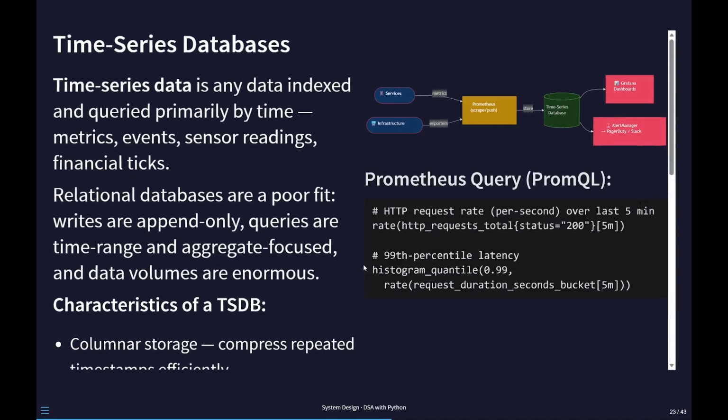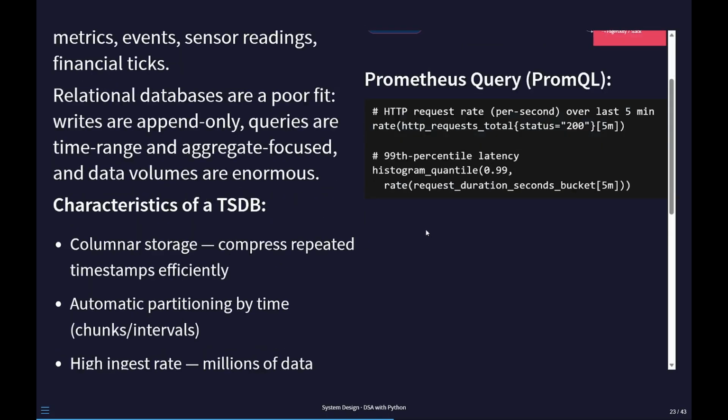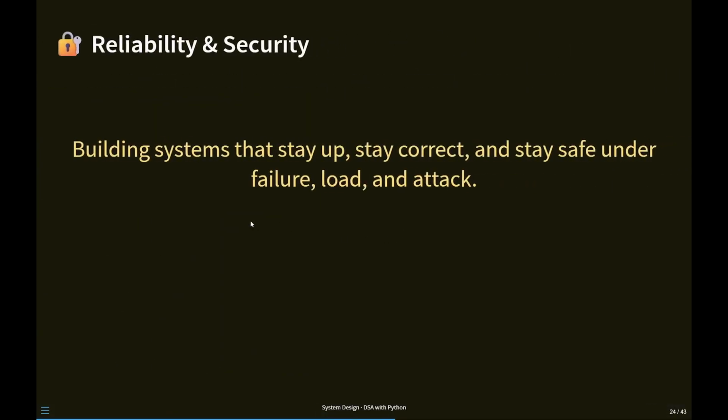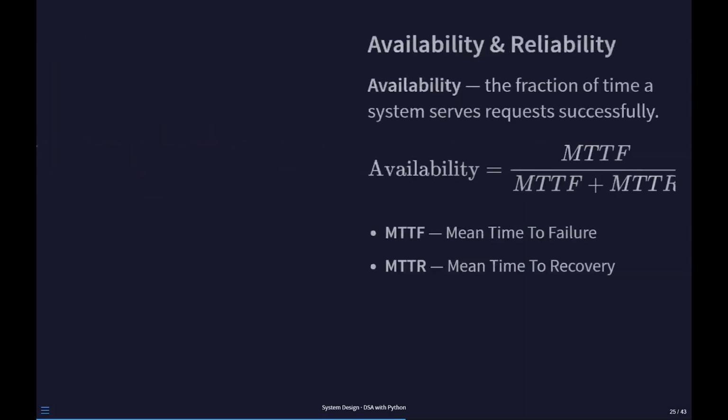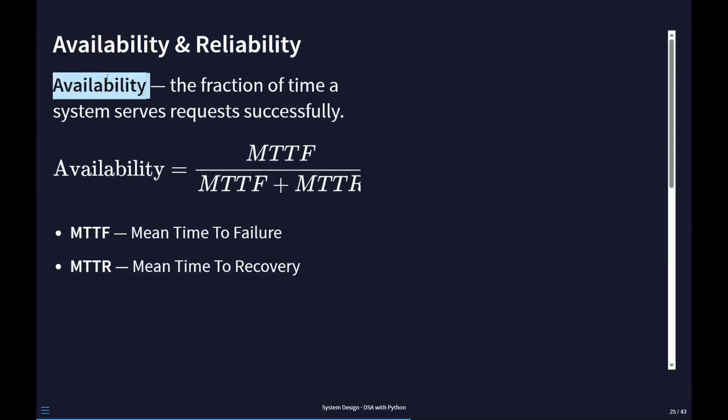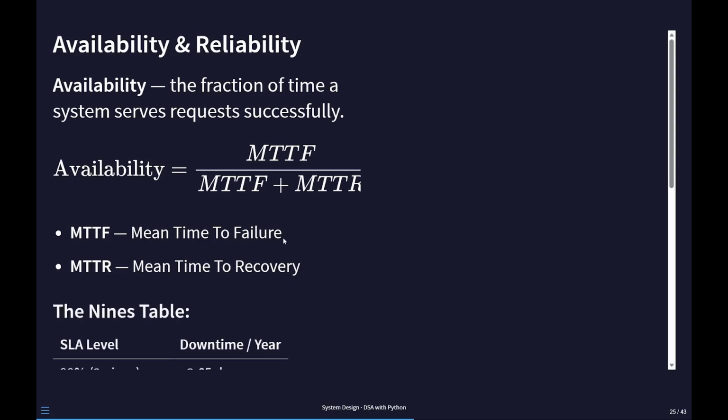Next, we have covered infrastructure and communication. Now, reliability and security. How do you build systems that stay up, stay correct, and stay safe? Availability is the fraction of time your system successfully serves requests. The formula is MTTF divided by MTTF plus MTTR, mean time to failure divided by the sum of that and mean time to recovery. To maximize availability, you want either fewer failures, higher MTTF, or faster recovery, lower MTTR. Both matter. The famous nines table.